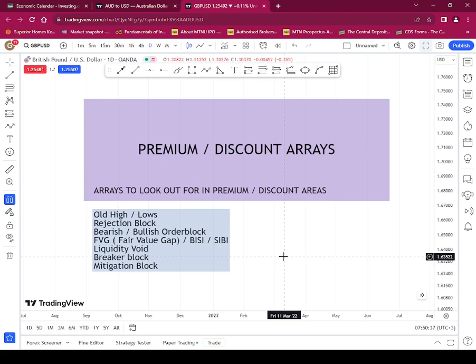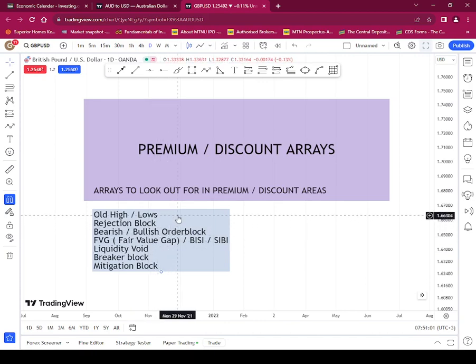So for this episode, I'll be talking about premium and discount arrays. So what's a premium, what's a discount, and what arrays are to look for in a premium or a discounted area. So the blue box around here, these are the things that we're going to tackle in this video.